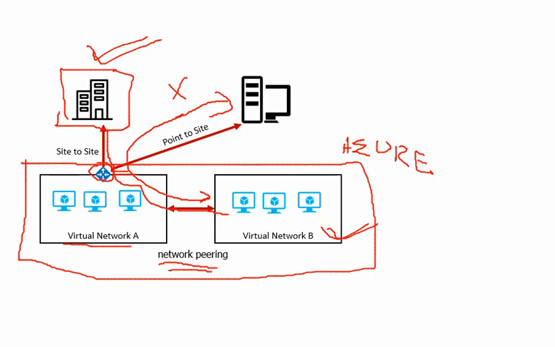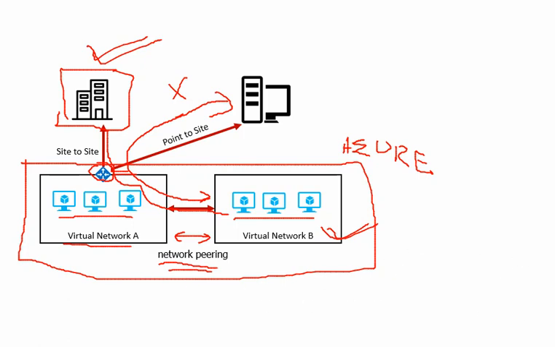Next is virtual network peering. What exactly is virtual network peering? It enables you to connect two or more virtual networks in Azure seamlessly. This is one of the Azure services which is connecting these both virtual networks together, and seamless means that all the virtual machines in Virtual Network A and Virtual Network B can communicate with each other as if they are in the same network.